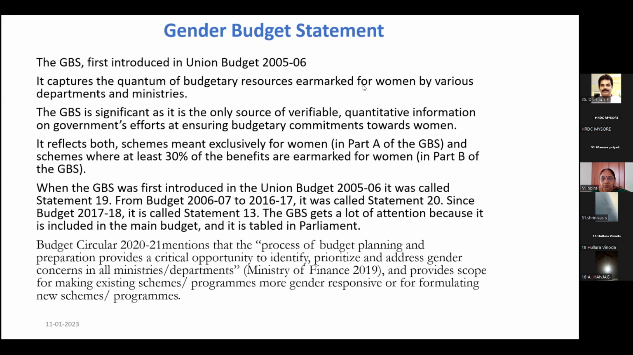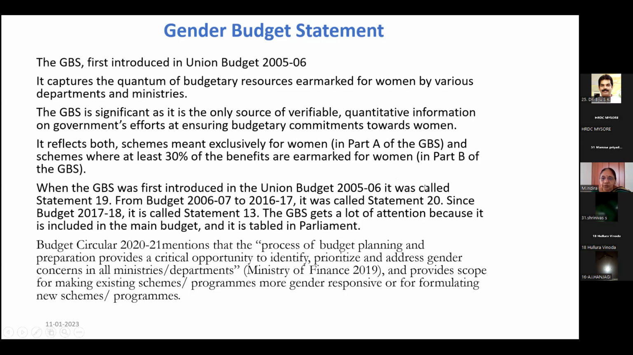In India, in the gender budget, we have classifications: Part A of the GBS and Part B of the GBS. Part A of the gender budget statement covers the women-specific programs, so 100% of the money is allocated for women. Whereas Part B is the list of programs where at least 30% of the benefits are earmarked for women. Say, for example, if 100 rupees are allocated, at least 30% is allocated for women. Means in each scheme, a minimum of 30% is allocated for women. So these two are presented in the gender budget statement.